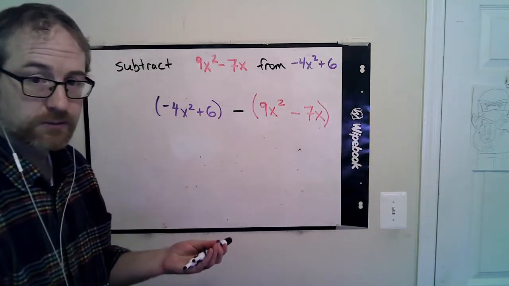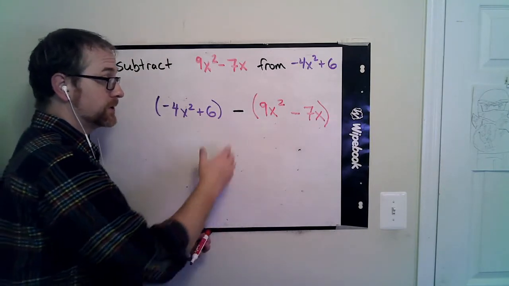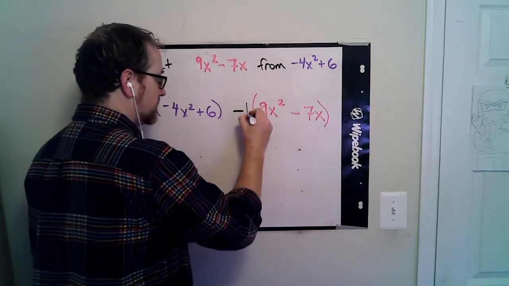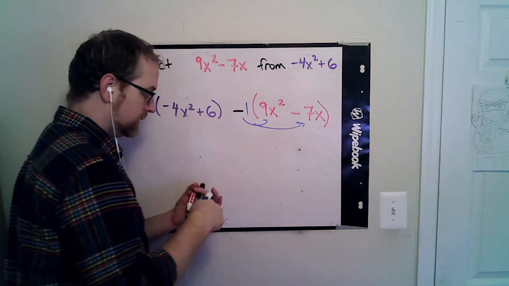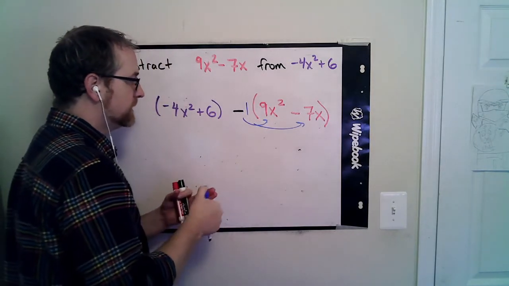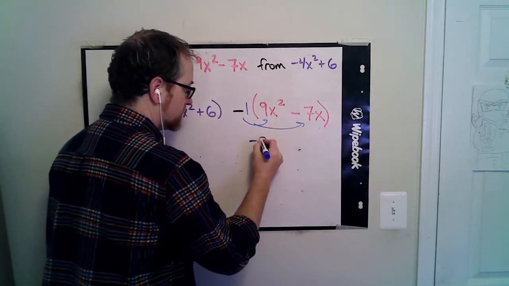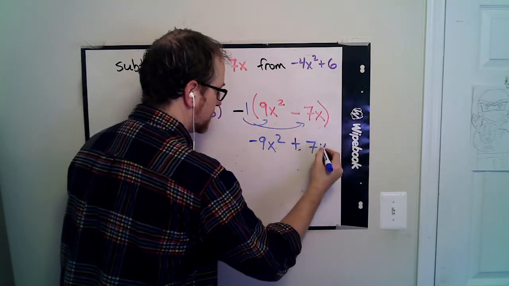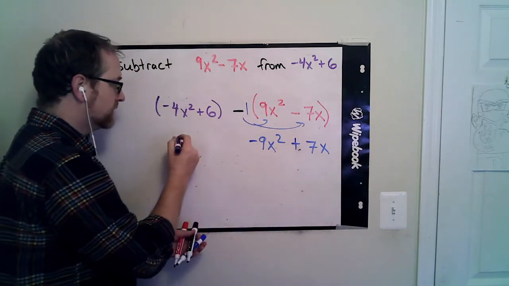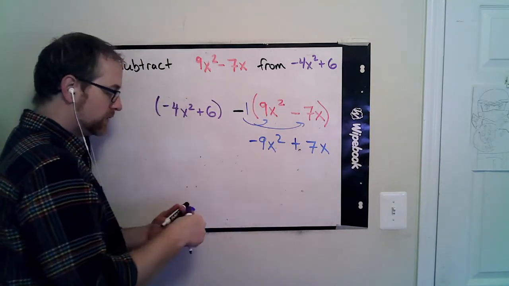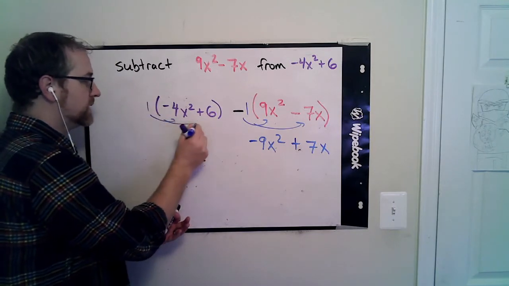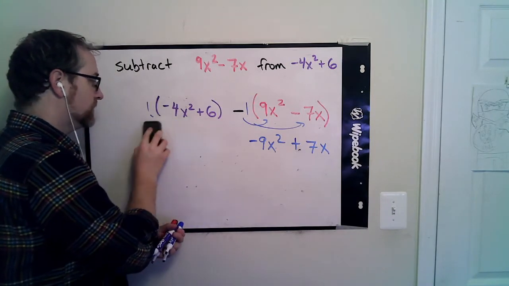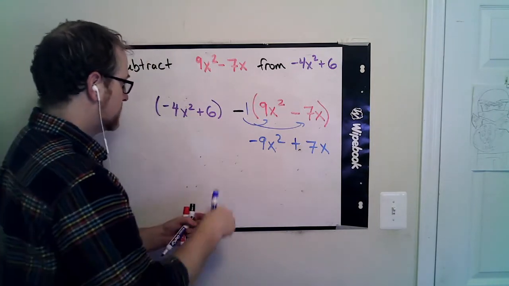Okay, and now we're going to follow our typical process for subtracting. Remember, we think of this as a negative 1, and we distribute that negative 1. So we'll just do our normal process. Negative 1 times 9x squared gives us negative 9x squared. Negative 1 times negative 7x gives us plus 7x. And here we just bring it down. You can multiply it by 1 if you want, but since it's a positive 1, it's not going to change it, so most people skip that step and just write down what it said.